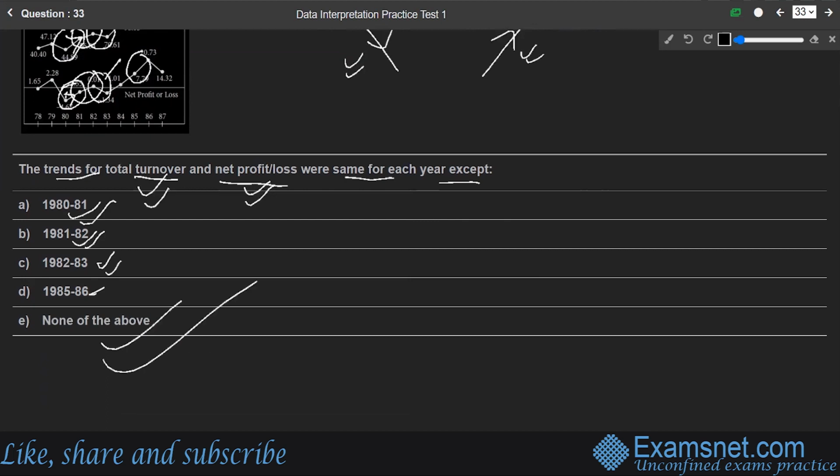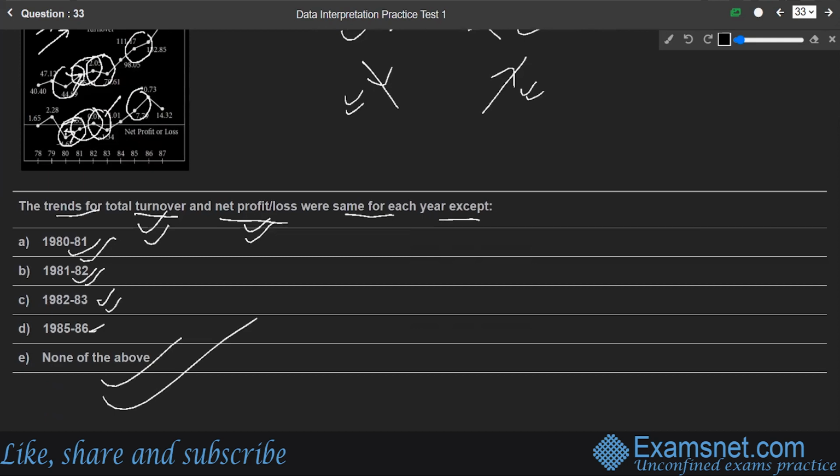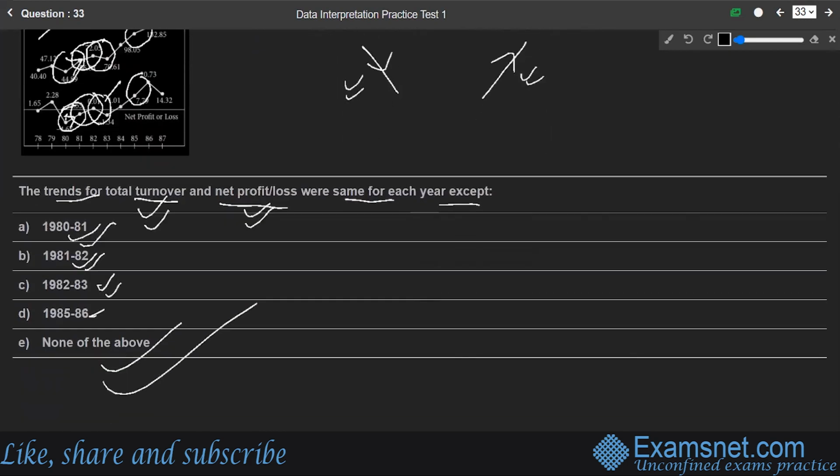Obviously the right answer becomes none of the above. For no such year as given in the options are the trends in the reverse direction, where one should increase and one should decrease. This is happening for no option available. That's why the answer becomes none of these.